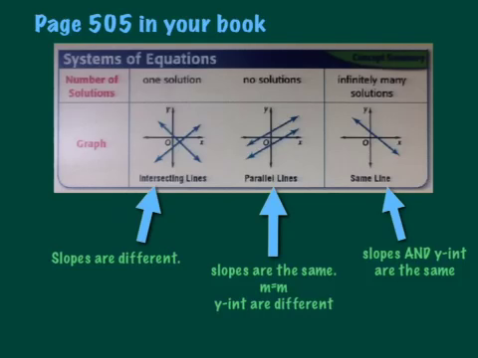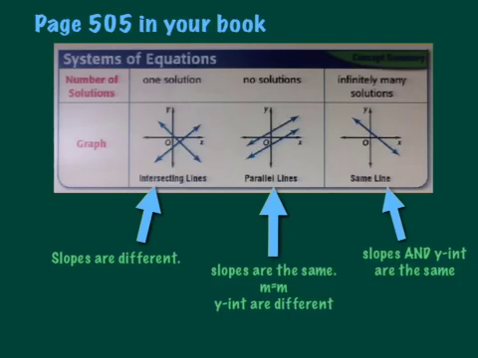This chart is found in your book on page 505. Please copy this whole chart into your foldable, and then I'll talk about it a little bit. The chart shows three different situations of how you can have two lines or two equations on the same graph or on the same grid.